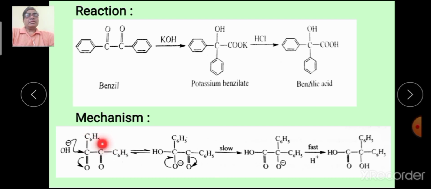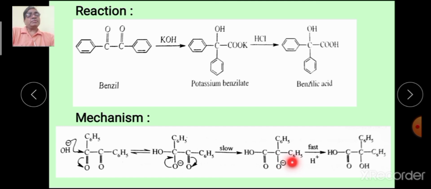This is the mechanism. This is the benzil, KOH, that is the hydroxyl, OH minus, which attacks the carbon. Therefore pi electrons are shifted onto the oxygen, and carbon becomes deficient in electrons, and therefore this nucleophile attacks this carbon atom. Then the pi bond electrons are reshifted, giving the shifting of another pi bond to the oxygen atom. And this is the slow reaction, as the pi bonds are shifted onto the oxygen.